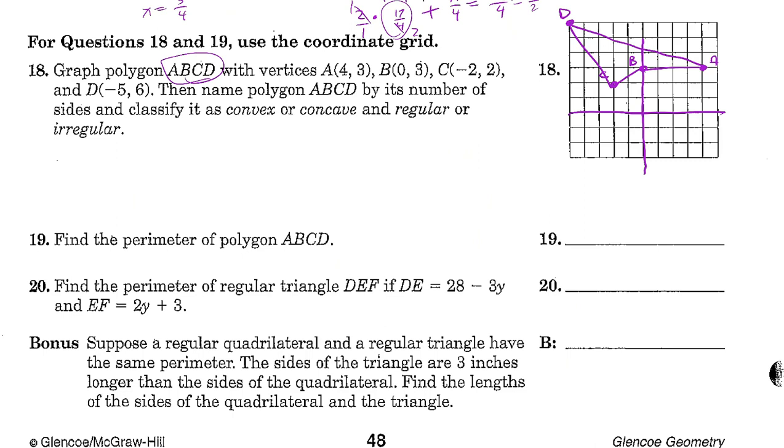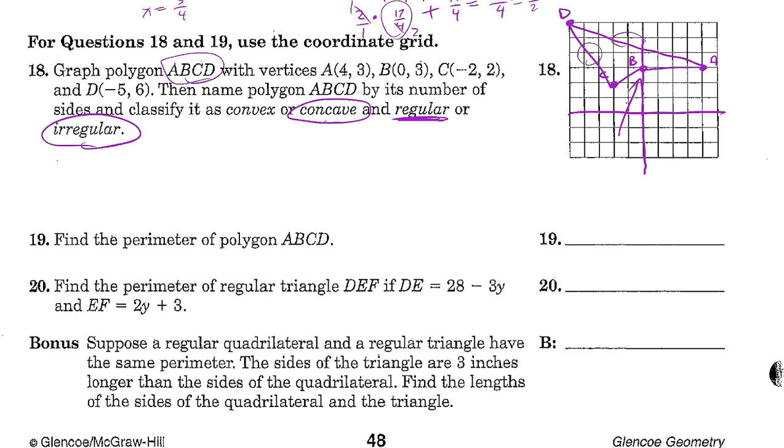So it is concave because it has an indent. The indent is right there. Okay, so it has an indent. And then it's not regular. No concave thing is regular. Plus, we can just see the lengths are not the same. Regular means all sides the same and all angles the same. So this is irregular. And then classify it by its number of sides.